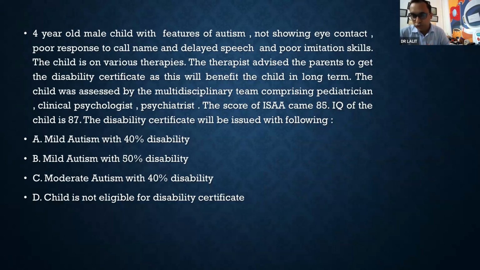Earlier, till 2012, a child with autism in India was not eligible for a disability certificate unless and until he had an IQ of less than 70. That means with autism, he should have an intellectual impairment, because an IQ less than 70 fulfills the criteria for intellectual impairment. That was till 2012 to 2014. But now the guidelines have changed. It is totally on the basis of the ISA score, irrespective of the IQ, but age is an important criterion.